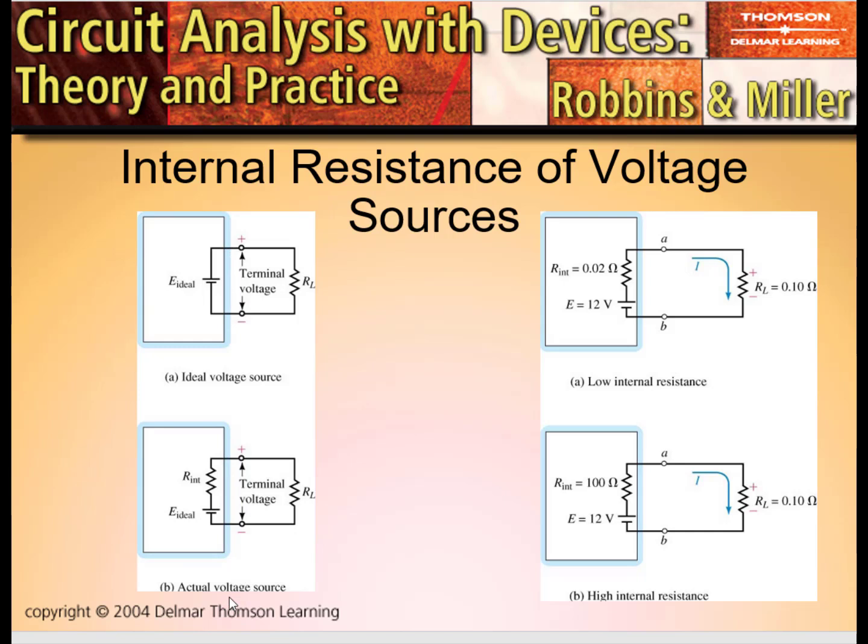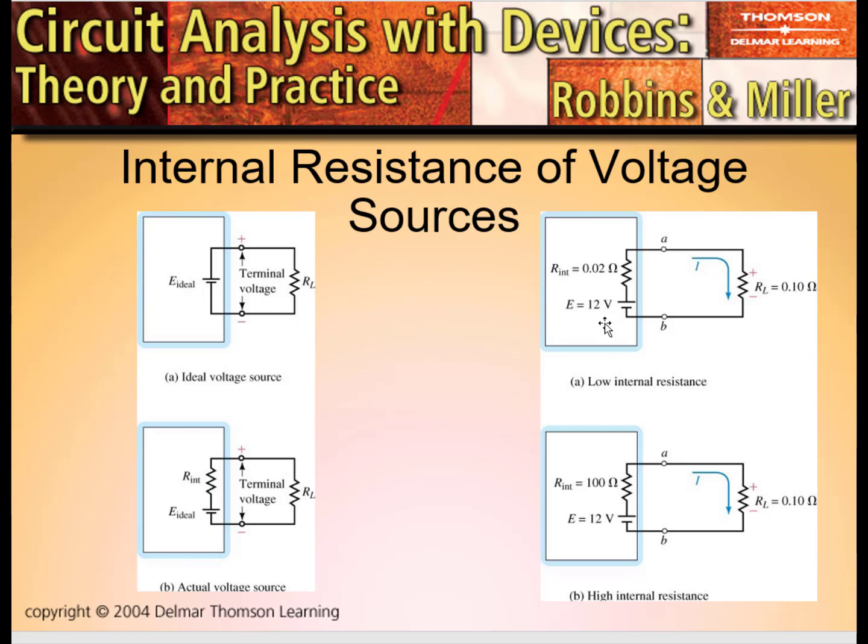When it comes to the practical DC source, we have the ideal part of it, which is the voltage value itself, and then we have the R internal, as it's called, or the internal resistance of the source. This is the part of the source that drops voltage as the load draws more and more current.